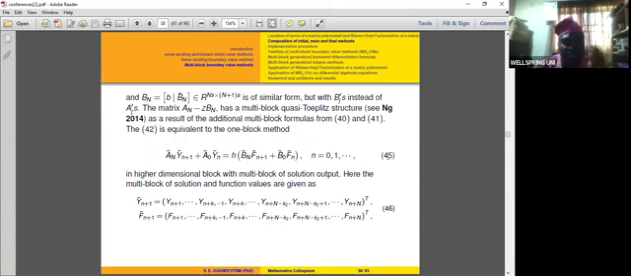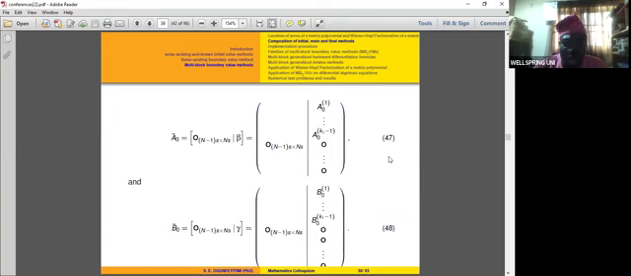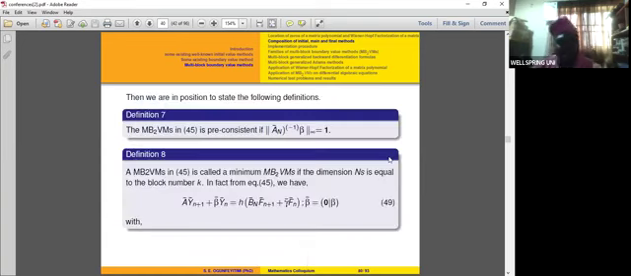As earlier mentioned, 42 is equivalent to a one-block method, which is given in 45, and the block solution and function values are also given in 46. We have A0 and B0 given. Thus, we are at liberty to state the following definition also. The multi-block boundary value method in 45 is pre-consistent if this condition is satisfied. That one there means a column of 1s.